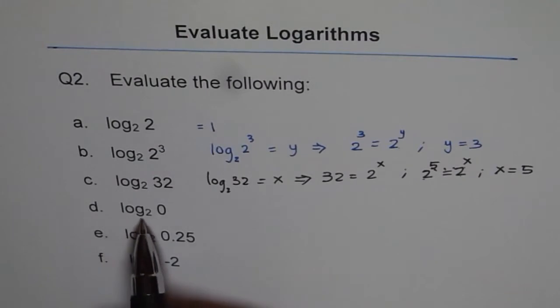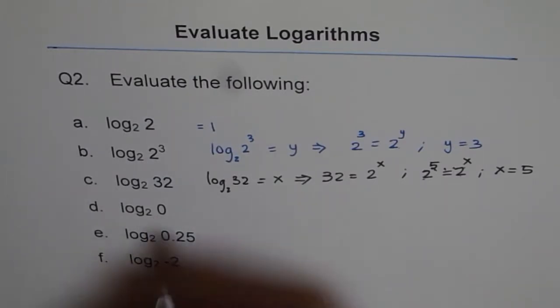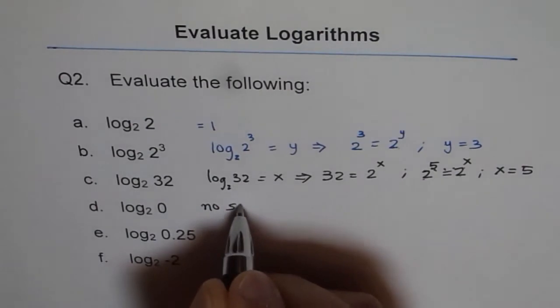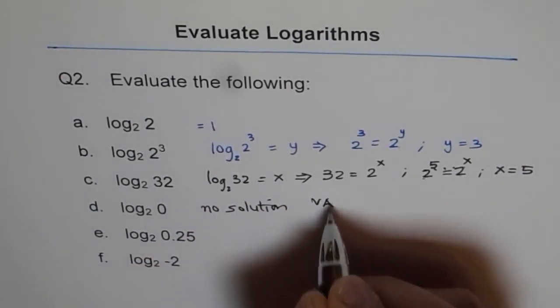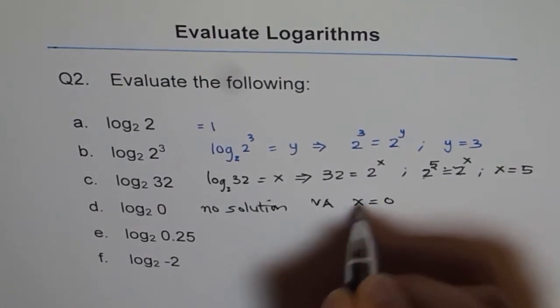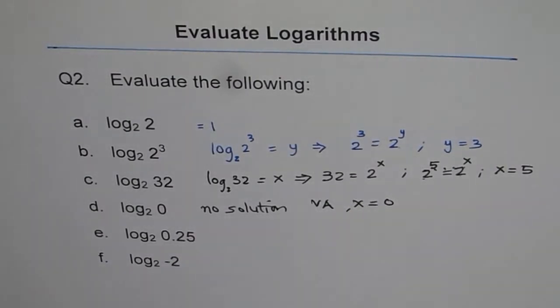Now log to the base 2 of 0. Since exponential functions are never 0, correct? They are always greater than 0, right? So this has no solution, right? No solution. In fact, we have a vertical asymptote at x equals 0, correct? And we don't have any solution for this.